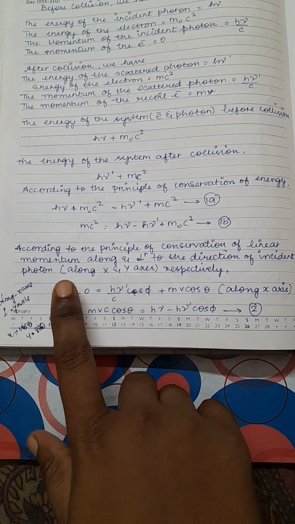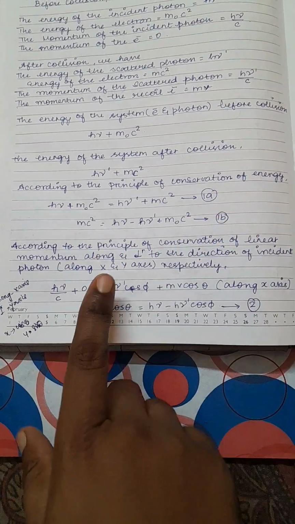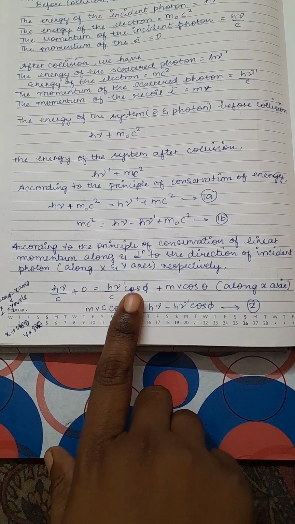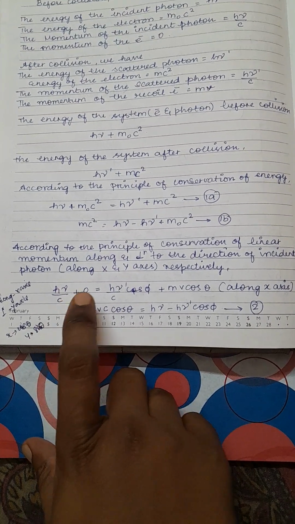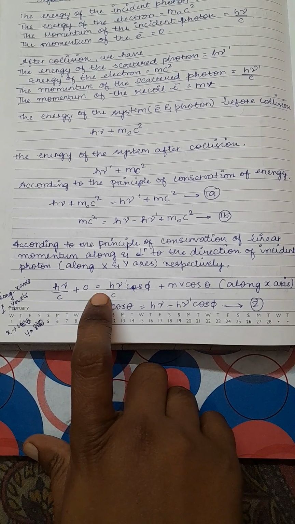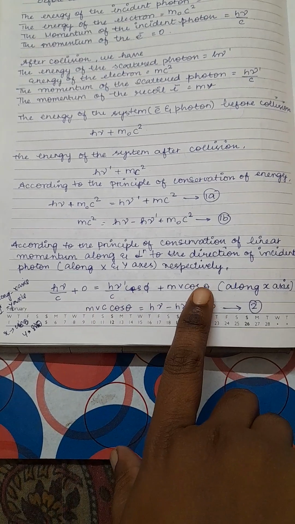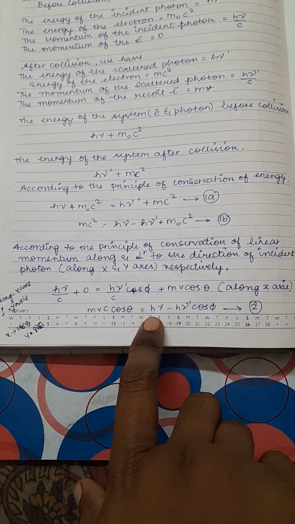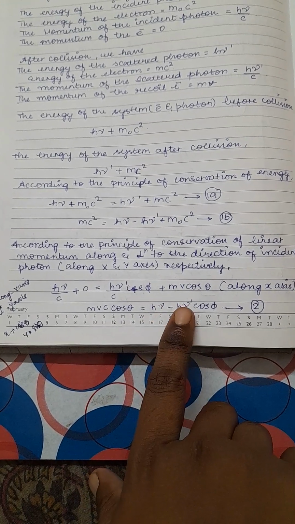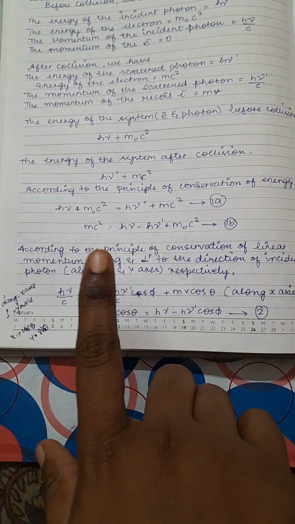So now we rearrange this equation, having the mv cos theta part alone on one side and h nu prime by c cos phi on the other side. So what will happen to this equation? h nu by c minus h nu prime by c cos phi. So let us take c as common, and taking that c to the other side, equation 2 will be mvc cos theta equal to h nu minus h nu prime cos phi. This is the momentum part for the x-axis.